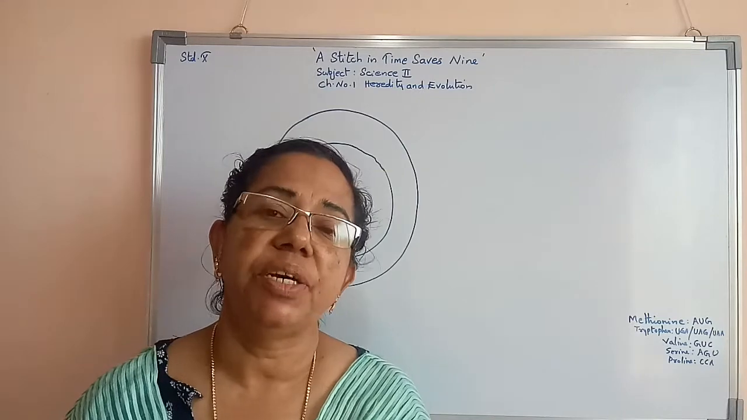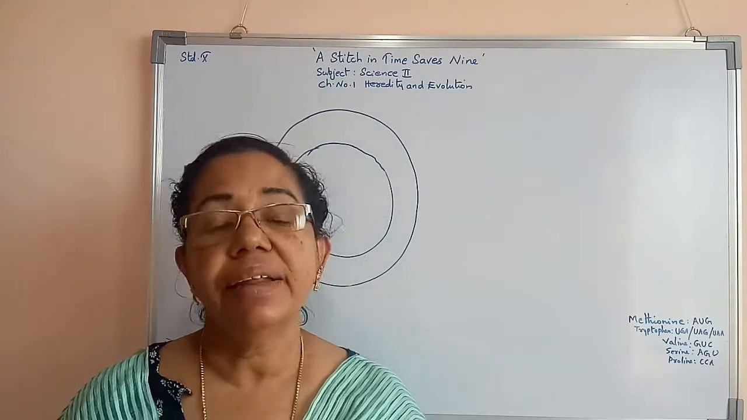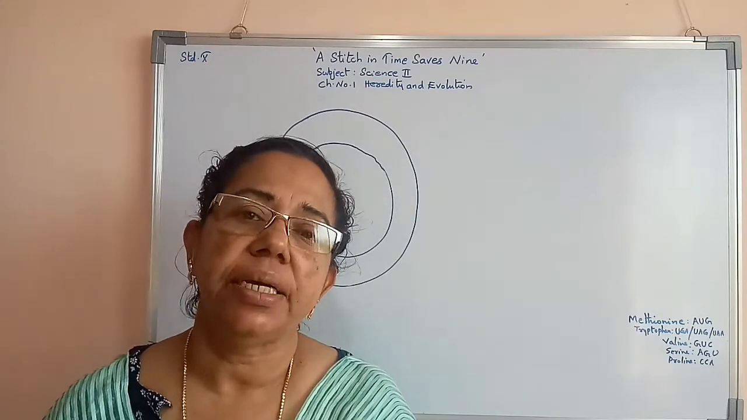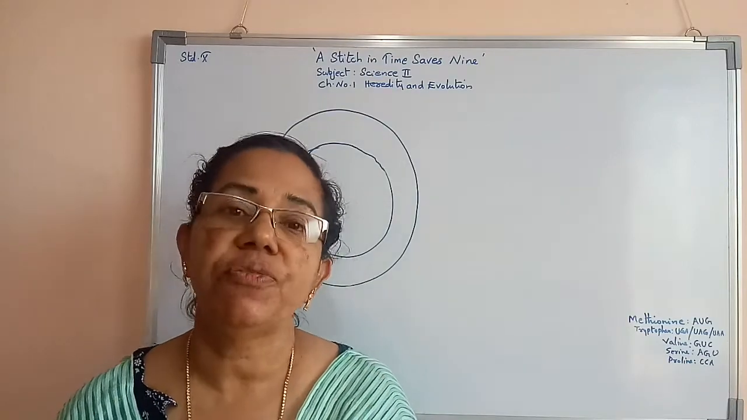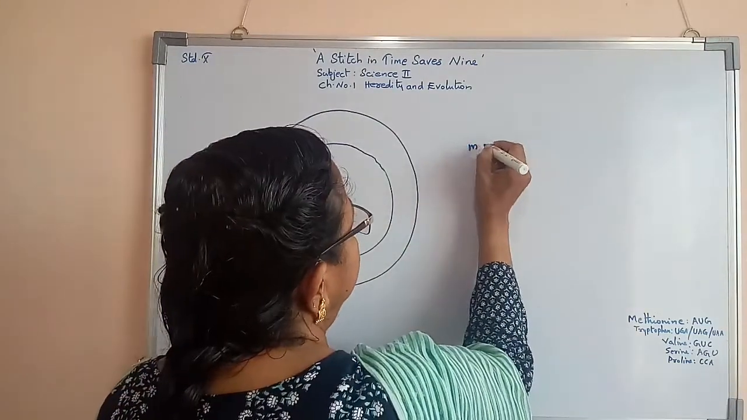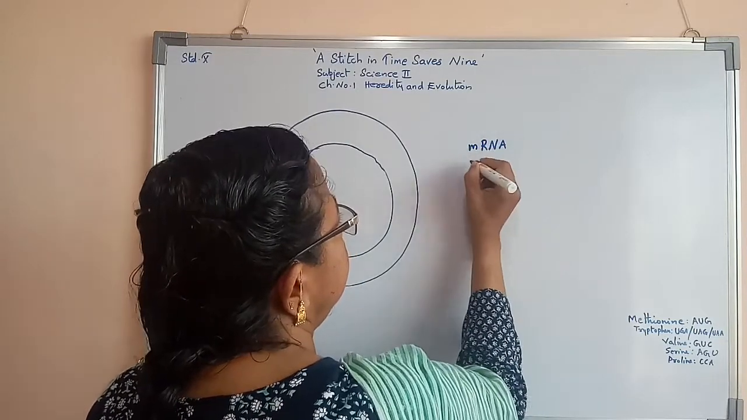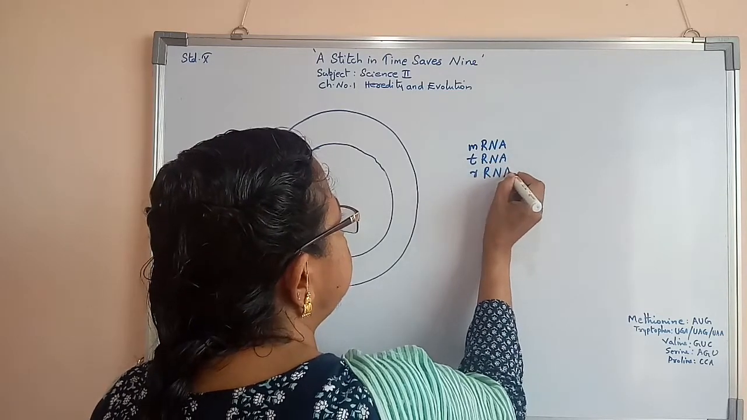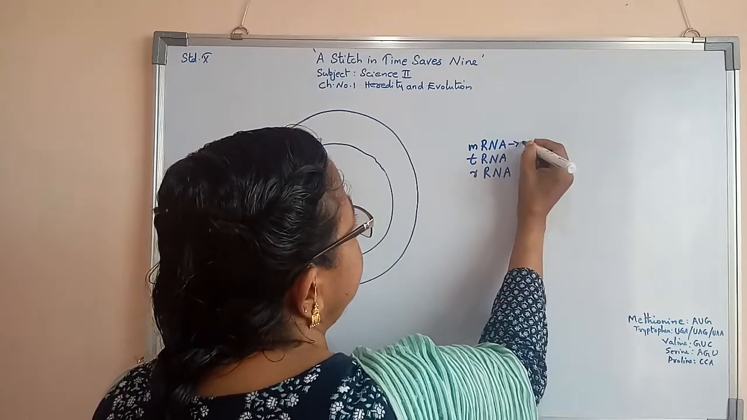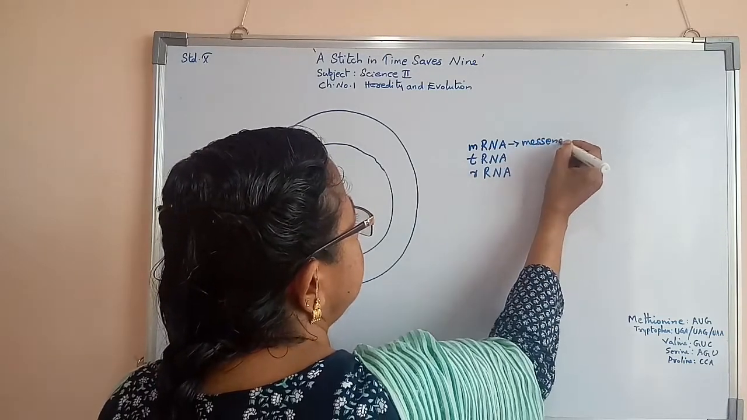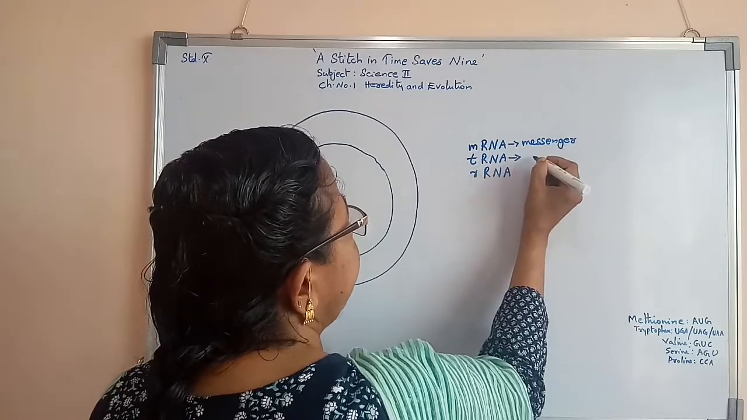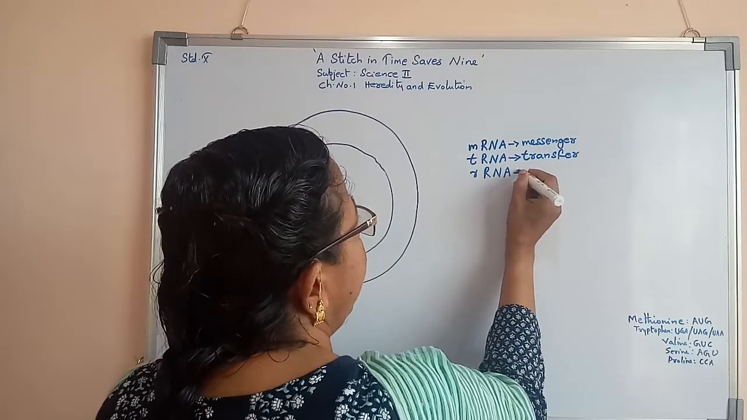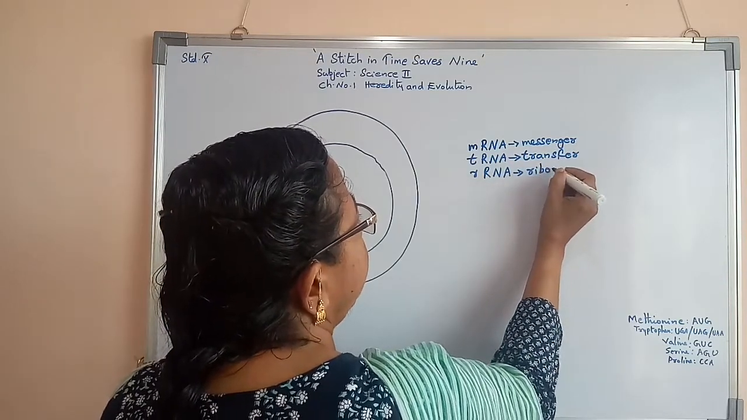DNA helps in the formation of RNA. RNA itself is of many types. Out of them, we are studying only three main types of RNA. They are mRNA, tRNA and rRNA. mRNA, that means messenger RNA. tRNA, that is transfer RNA. Then rRNA, that is ribosomal RNA.